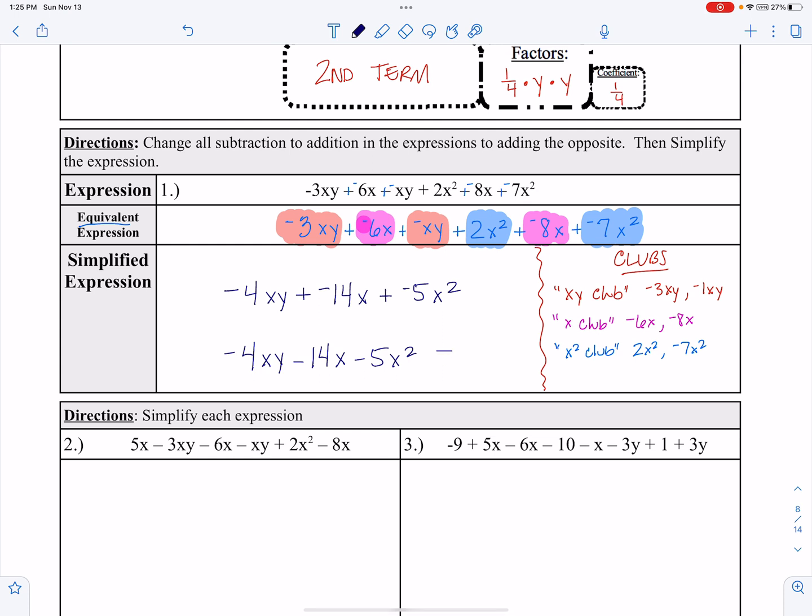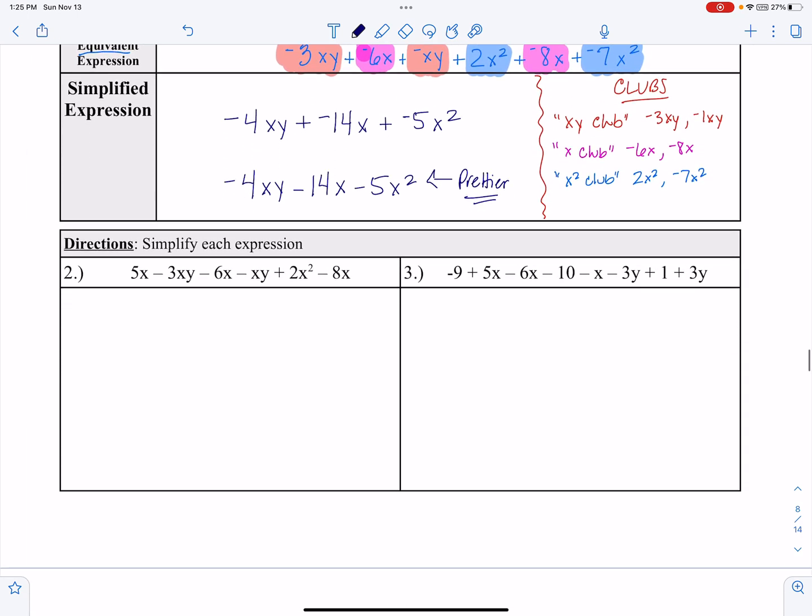So this one is just your prettier version, okay, that you can change it back to. Both are correct. One just is a little bit more typical to see.